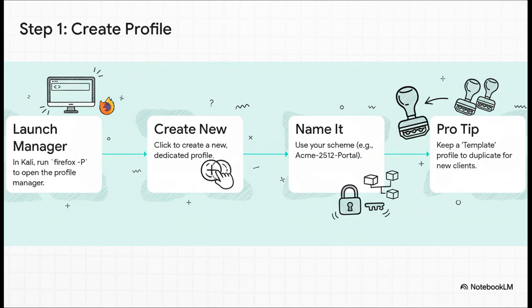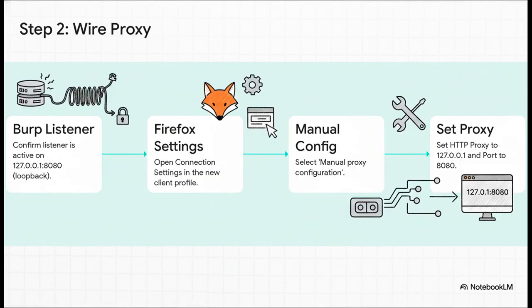Oh, and seriously, do that pro tip. Make a template profile with all your settings ready to go. It's a huge time saver. Step 2, let's wire it up. First, just make sure your Burp listener is running, and ideally on 127.0.0.1:8080. Using the loopback address is just safer. It keeps all that proxy traffic right there on your local machine.